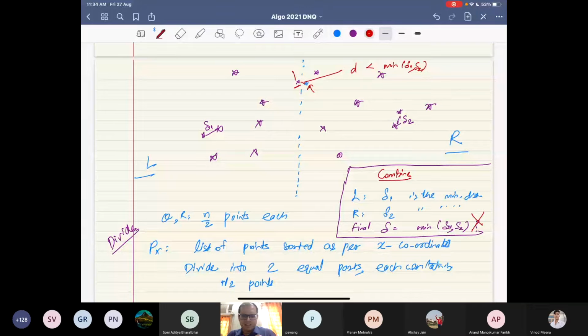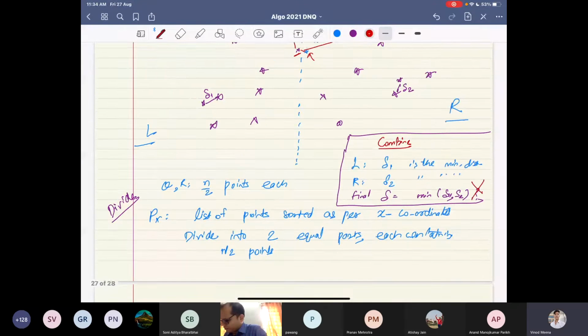In the left hand side, you only measure the distance between n by 2 points, all pairs, right? In the right, n by 2 pairs, only there. But these 2 points have never been compared in the recursive solutions. So the minimum of delta 1, delta 2 can be larger than this distance. Do you agree with this? Yes, sir, but we can always calculate this distance in O of 1, because the points are sorted. But I'm saying the minimum of delta 1, delta 2 is not the answer. Right. Now the question is, what do we need to do?